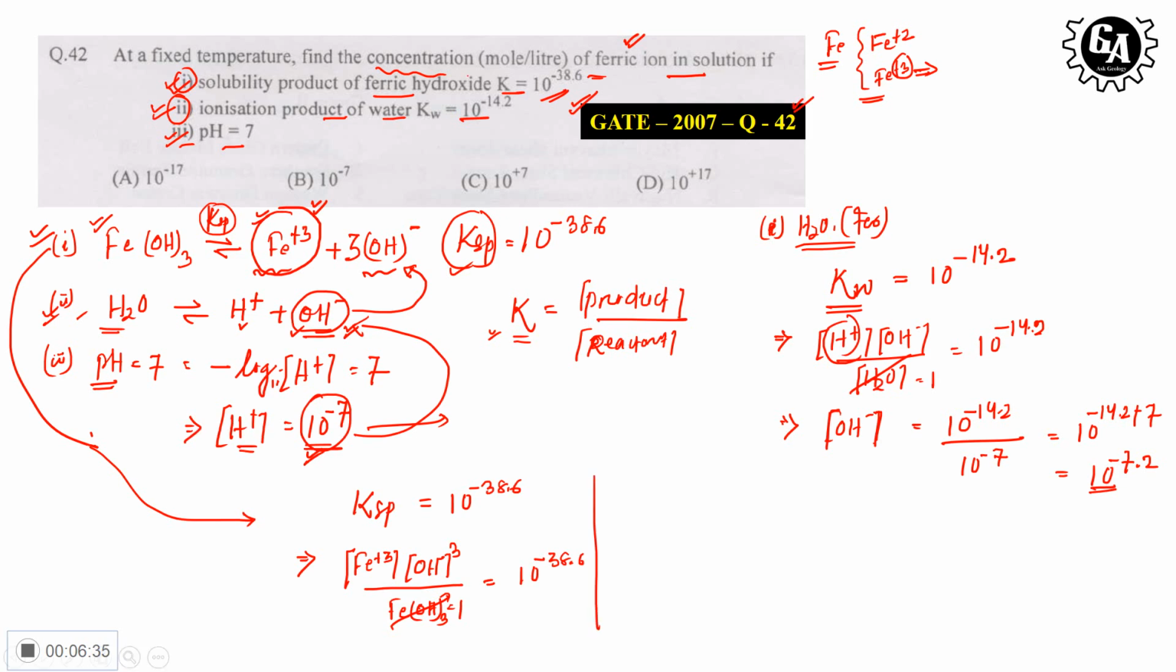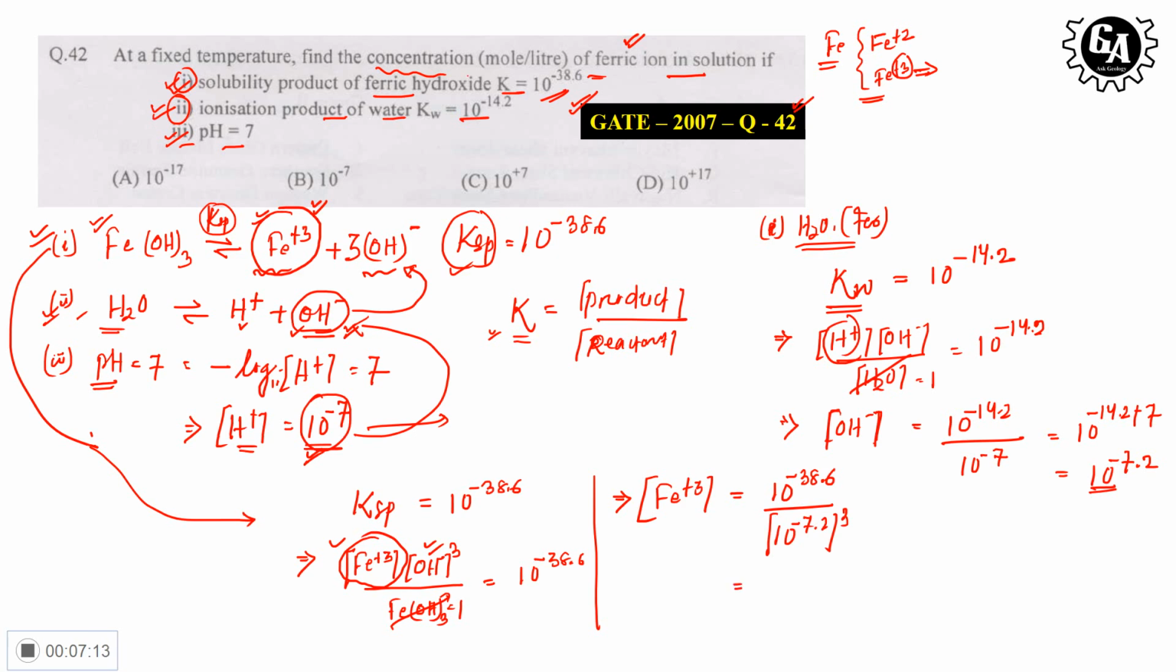Okay, up to here, no doubt. Then just simply simplify these things. We just want the Fe plus 3 concentration, only this value. So this Fe plus 3 concentration is equal to 10 to the power minus 38.6 divided by, what is the value of OH? That is 10 to the power minus 7.2, and its cube.